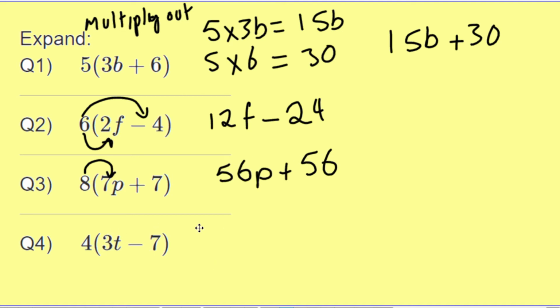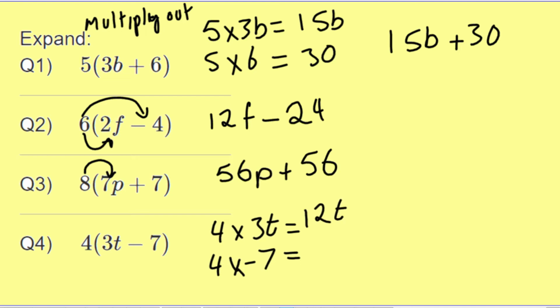Last one, we've got 4 times 3t, so again, I'll write this one out. 4 times 3t, and 4 times negative 7. So 4 times 3 is 12, so that's going to be 12t. And 4 times minus 7, well, 4 times 7 is 28. Because it's minus 7, it's going to be minus 28. So our final answer here is 12t minus 28. Okay.